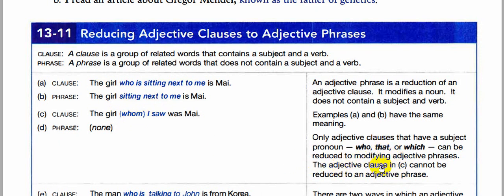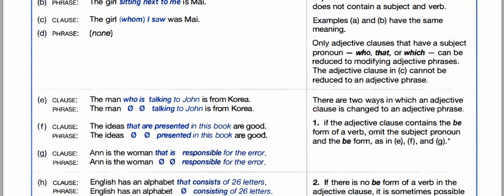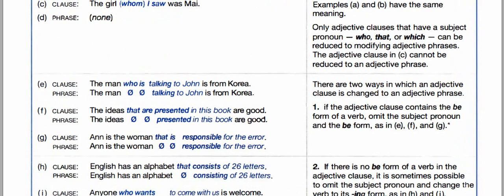The adjective clause, as in C, cannot be reduced to an adjective phrase. Why? Because it's an object. Got it? This is the first thing. Let's move to the other section. Okay, you might ask yourself how?